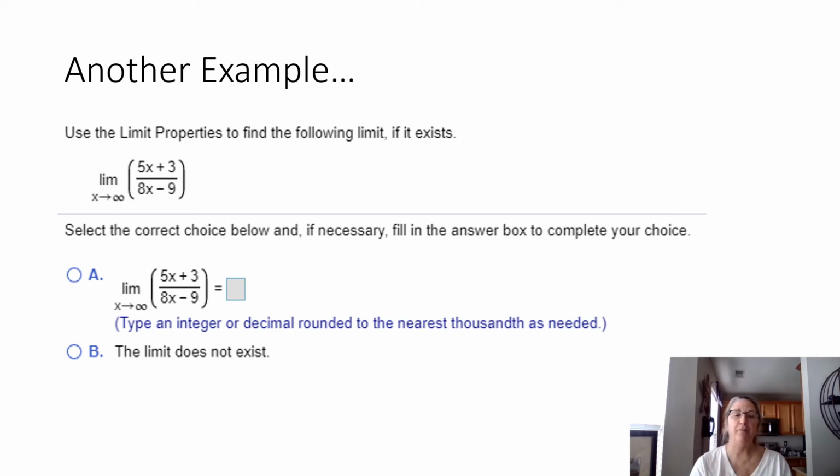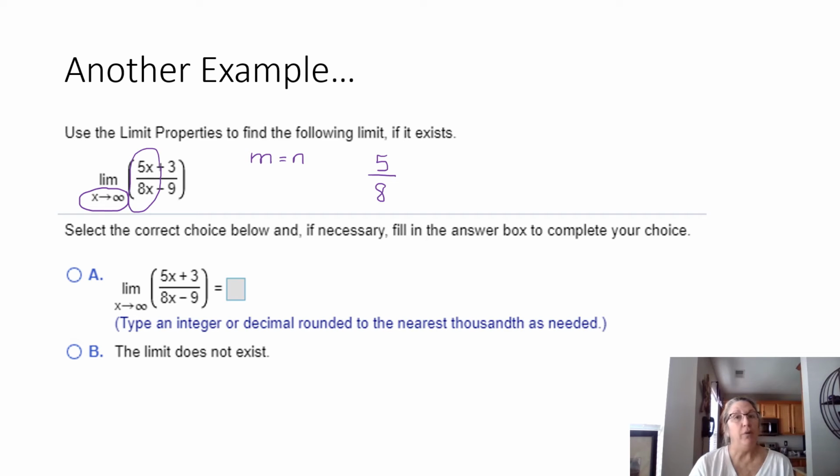We're going to do the same thing here, noticing that the limit is approaching infinity. So I'm going to look at my leading terms. And again, they're both degree 1. So we're in the m equals n situation again, which tells me that the limit is 5 over 8. And we would plug that in.